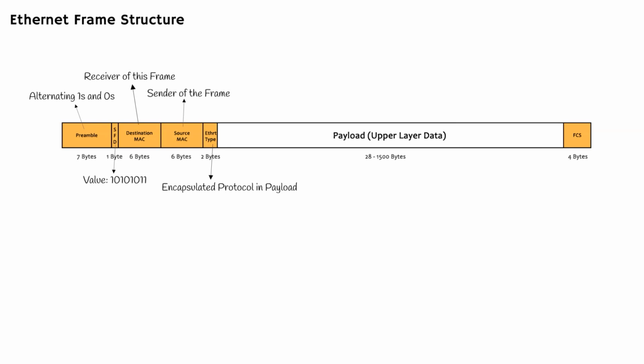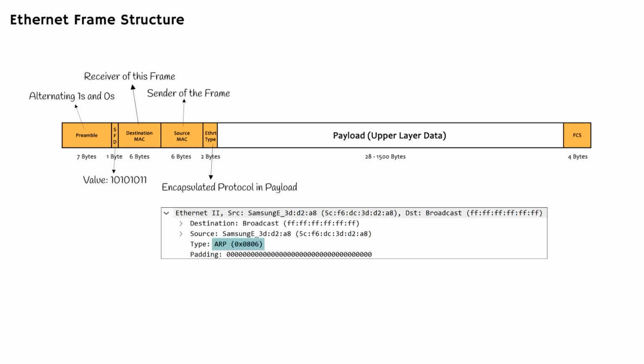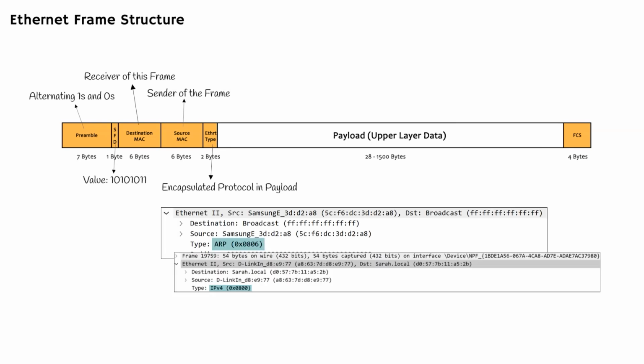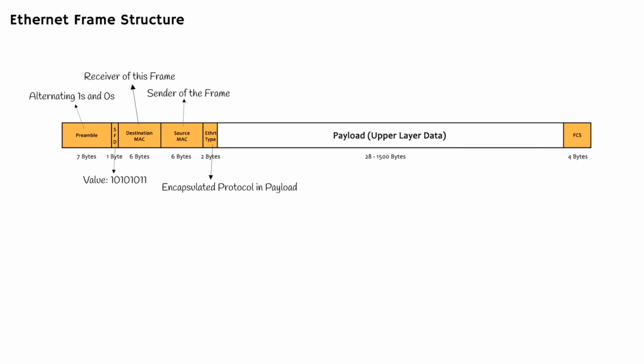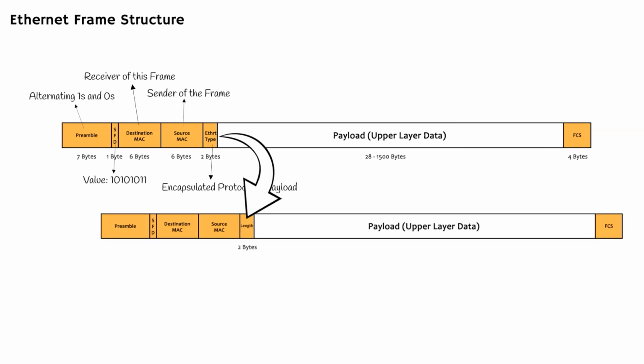Common values for the ether type field include 0x0806 for ARP, 0x0800 for IPv4, 0x86DD for IPv6. Additionally, note that in IEEE 802.3 networks, the ether type field may be replaced by a length field, which indicates the payload's length. In such cases, the protocol type is then determined by examining the payload.